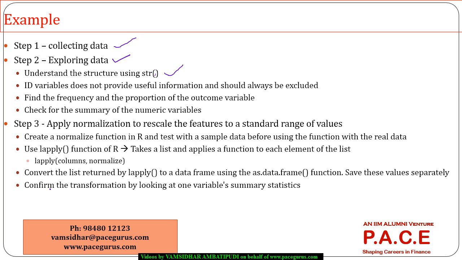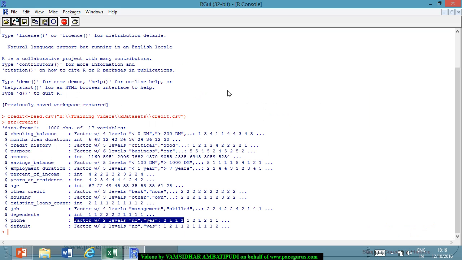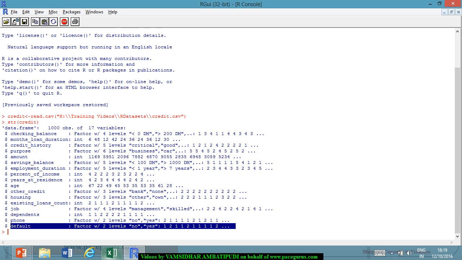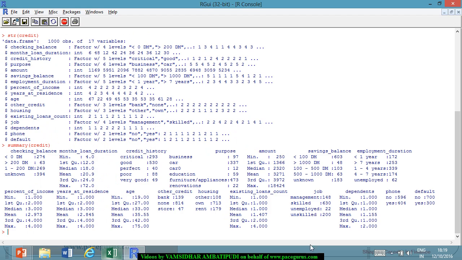Then the first thing is to look at the frequency and proportion of the outcome variable. The outcome variable is, I am trying to predict the default. So let me see, out of those 1000 records, what is the distribution between no and yes, or even we will look at it for all the variables. So let's do a simple summary. The summary of credit, right? It gives me the output for all the output as well as input variables.